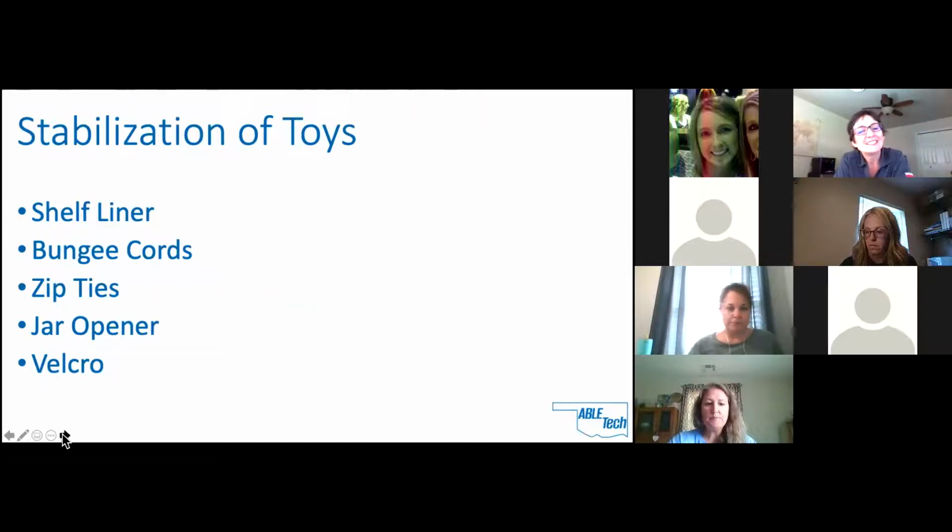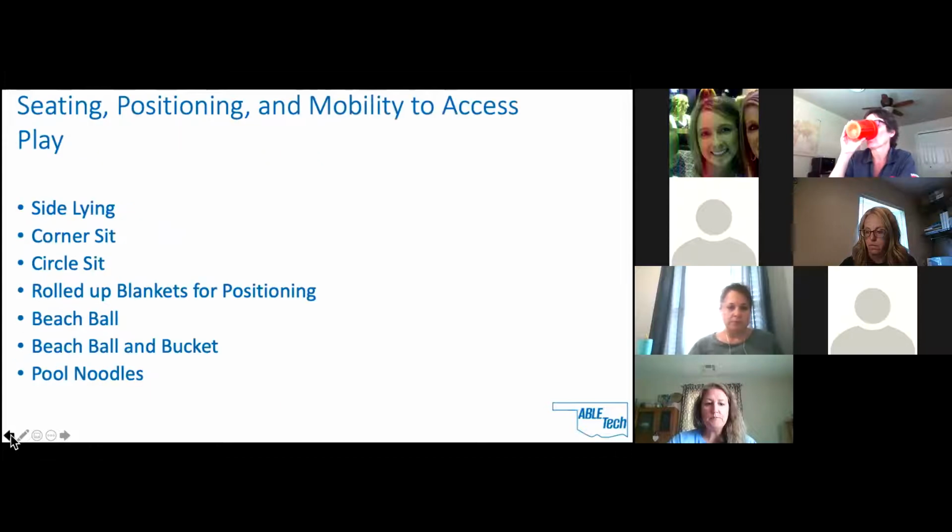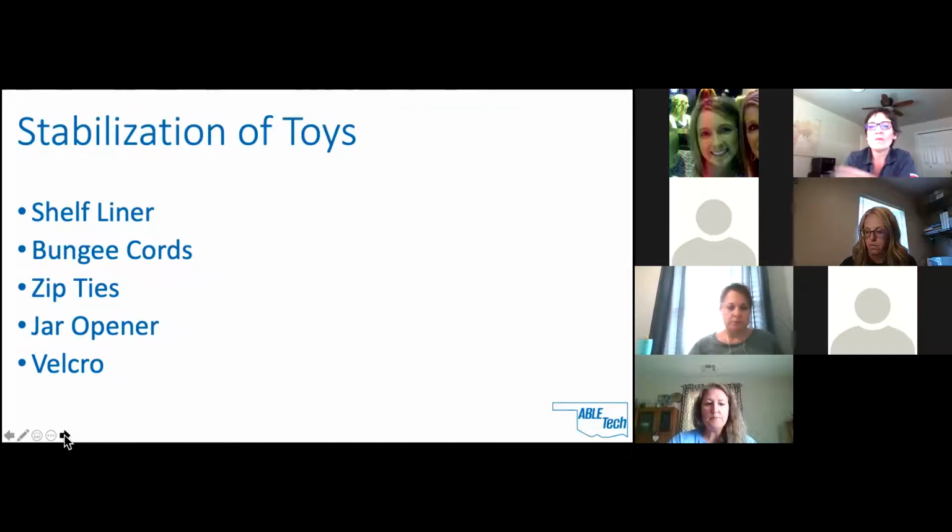So stabilization of toys. I'm talking about things like shelf liner. That is something you can put on a tray or a table, and that holds the object steady. You can use bungee cords. I've seen this where they put it through one of those balls that are holey, and tie it underneath a high chair tray. So that way the ball can't escape, but they can slide it back and forth.